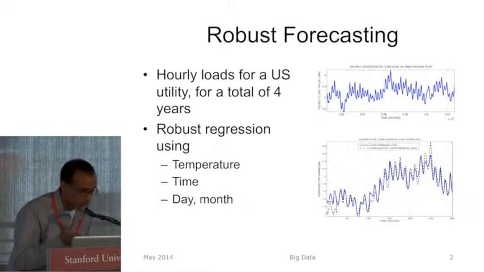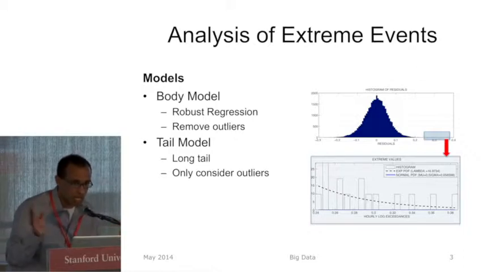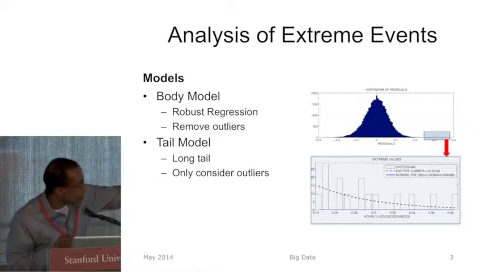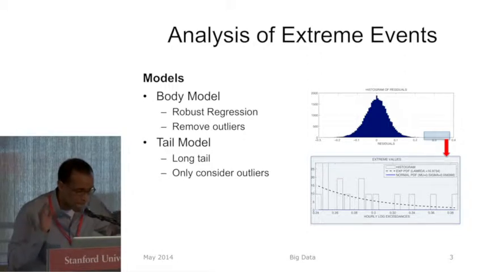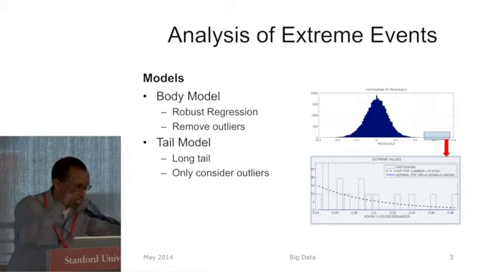In our robust regression model, which means that we throw away outliers and fit the bulk of the data, we used things such as temperature, time of day, what month it is, and the load value in previous times. The novelty behind this project is that we're combining two different branches of statistics. One is robust regression, which fits only the bulk of the data. As you can see in this histogram on the top, we're just showing the body of the distribution. But that doesn't account for the outliers, which I've shown below, which we also fit. So we're combining two completely complementary branches of statistics that, as far as we know, has not really been done before.